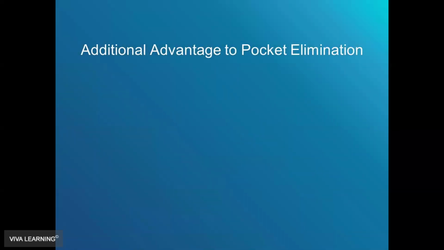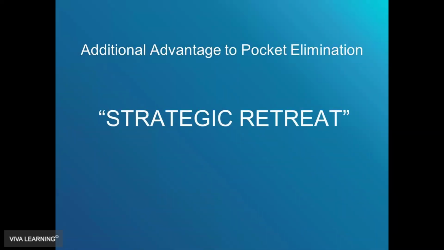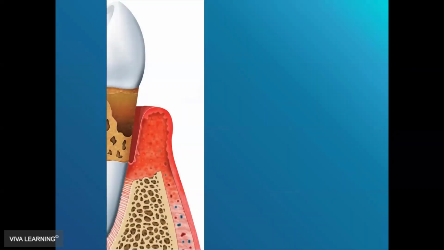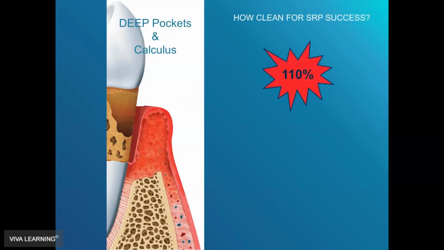There are additional advantages to pocket elimination, one of which I like to call strategic retreat, if you will. So here is an example. Let's say we have a very deep pocket with lots of calculus, and how clean do we have to get this root surface for success with scaling and root planing? Basically 100%, right? 110%, I'm being facetious here. That root surface has to be meticulously clean to mitigate the inflammation in the gingiva here.